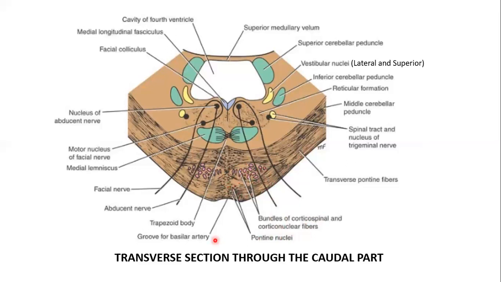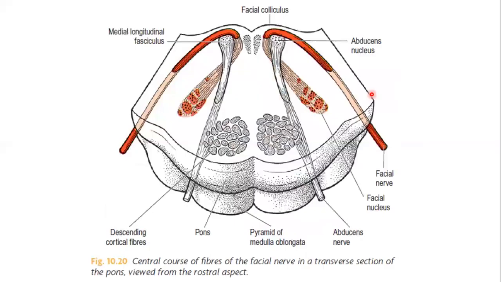So this is the anterior structure, and there is a groove for the basilar artery. So that was the section through the caudal part. Now moving on to the next section, which is at the, I told you already, the facial colliculus. It's a unique picture going through that.